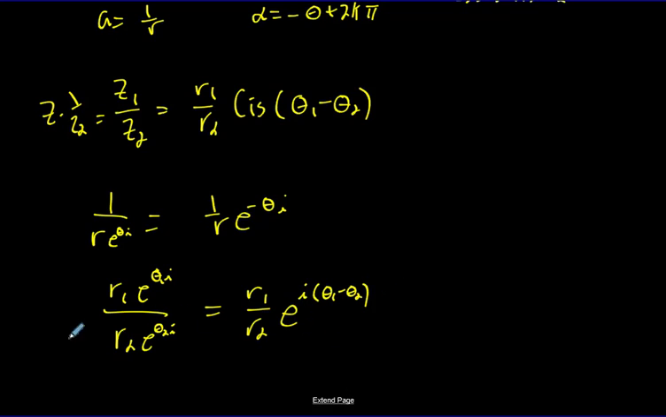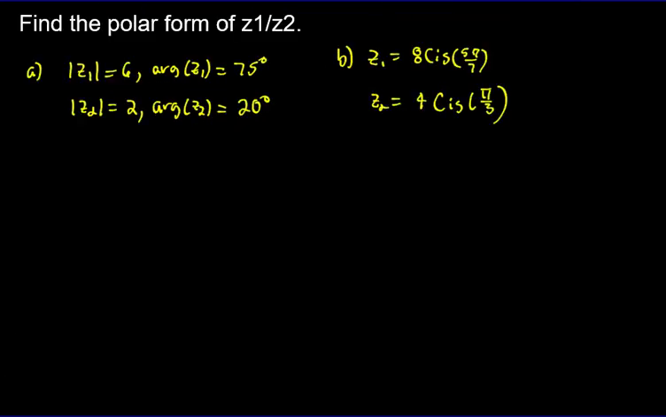So let's go ahead and see an example using this. It says find the polar form of z1 divided by z2 in both a and b. For the first one, z1 divided by z2: 6 divided by 2 is 3, and then I'll have cis of 75 minus 20, which is 55 degrees. Real simple like that.